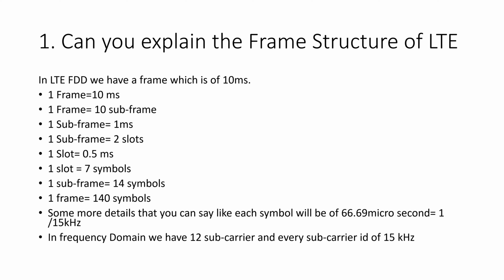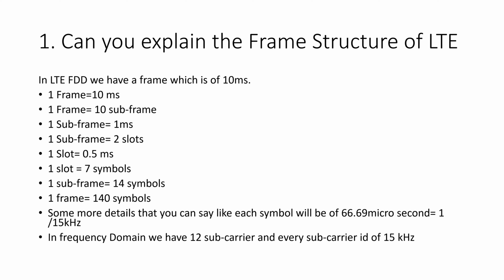The first slot will be 0.5 millisecond. Again, that slot is divided into 7 symbols. So what we have now, in one subframe we have two slots, that means a total of 14 symbols. So in one complete radio frame we'll have 14 into 10, so 140 symbols. Now this is about the time domain.